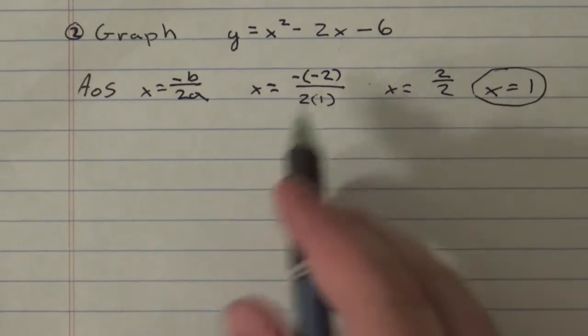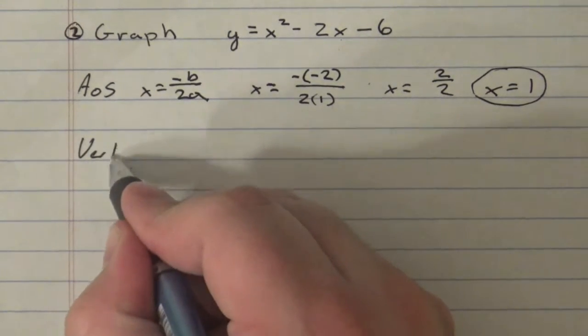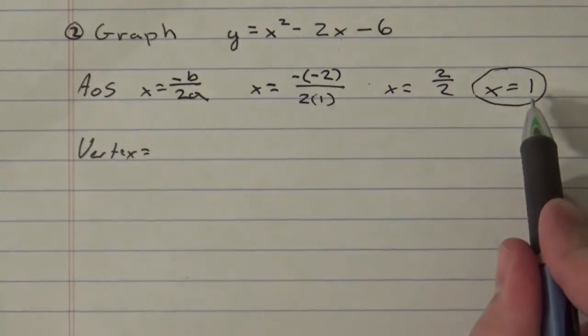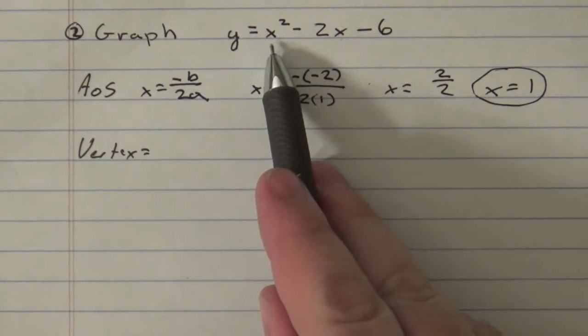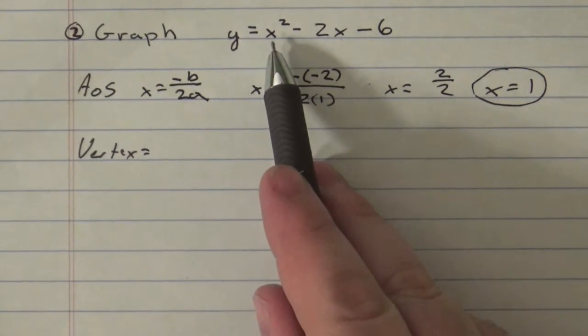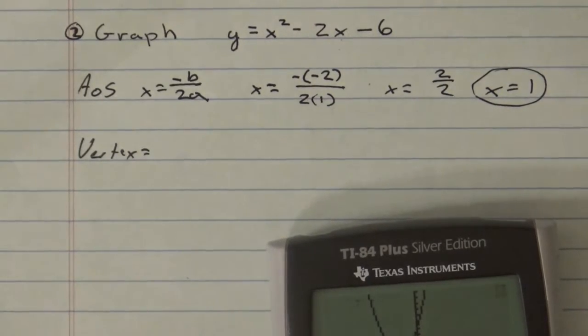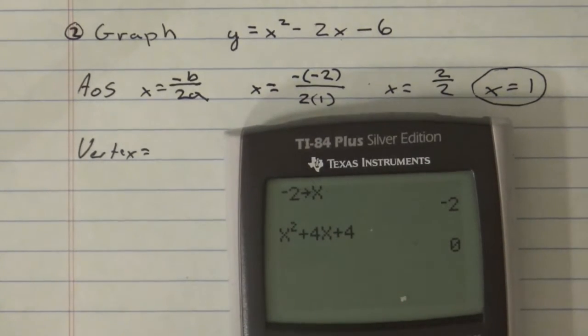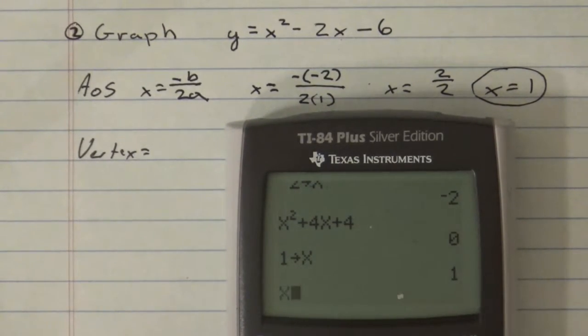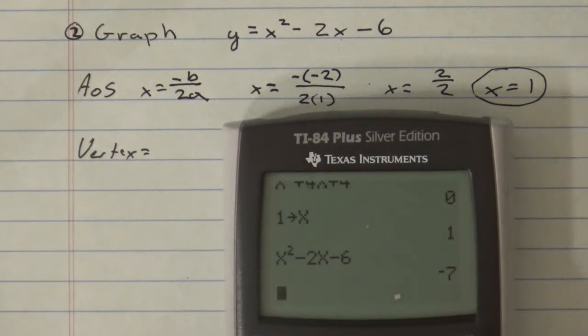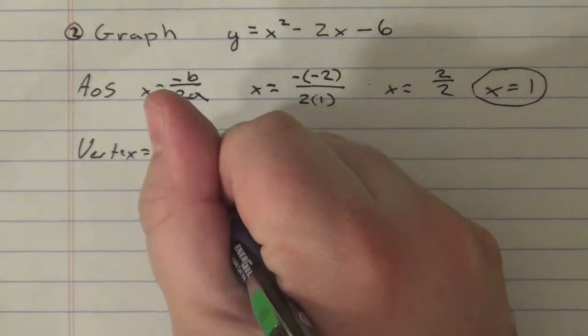Alright, so now that we know that, we need to talk about our vertex. Basically, we're going to plug 1 back into our equation. So we can do this manually or we can do it in a calculator. This time, let's do it by calculator again. I am going to say 1 and I'm going to store it. I don't feel like having to do all the math. Now I'm going to say x squared minus 2x minus 6. And that tells me that my vertex is at 1 and negative 7.